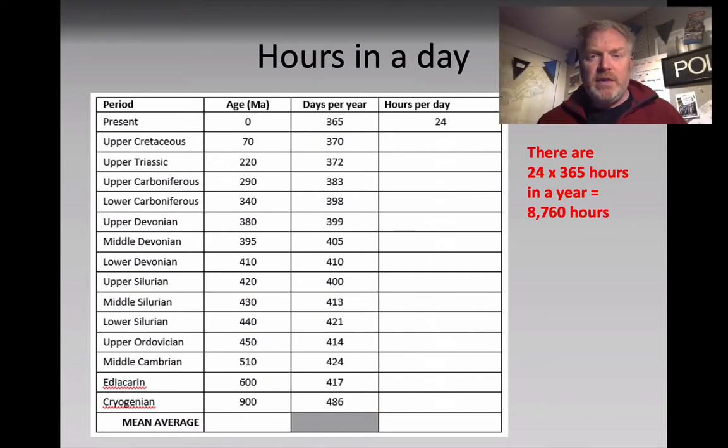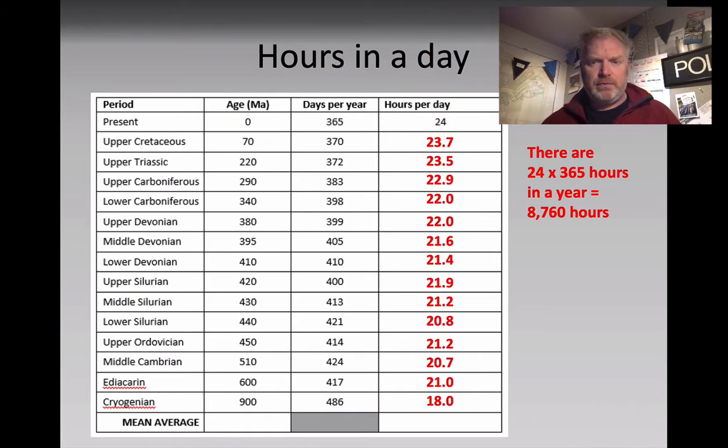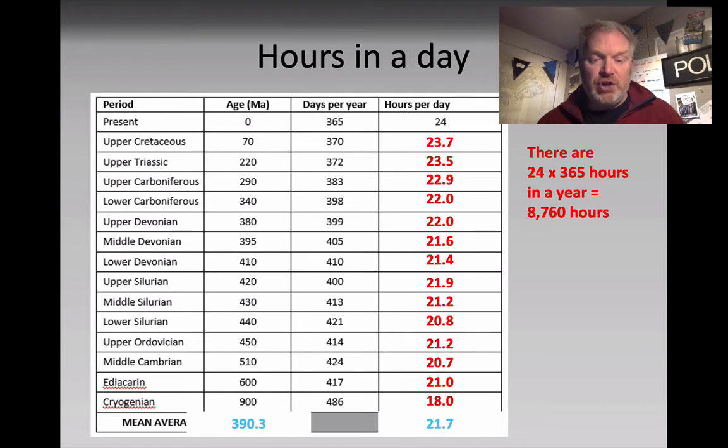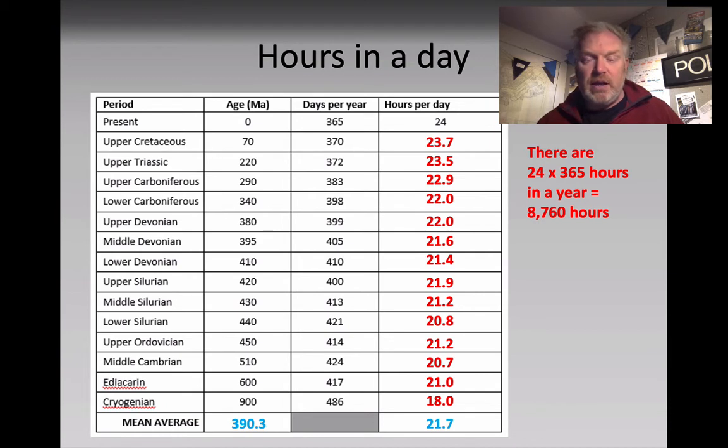Okay, these are the answers I got from doing the calculations. We can see then that the length of a day has gone from 23.7 hours in the Upper Cretaceous right down to 18 hours long back in the Cryogenian part of the Precambrian period. If we work out some mean averages, so we add them all up and divide by the number that there are, we end up with a mean average age of 390.3 million years and a mean length of the day of 21.7 hours per day.